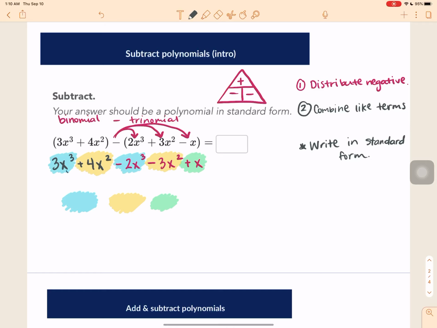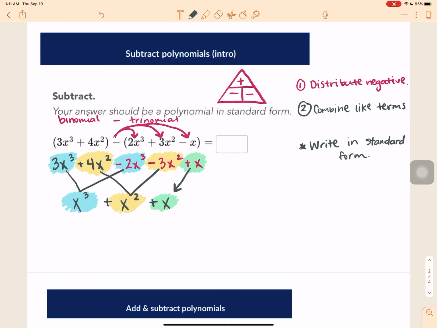So first I have 3x cubed minus 2x cubed, my blues here. 3x cubed minus 2x cubed is just 1x cubed. You can either write a 1 in front or you don't have to. Okay, x cubed. It is positive. For the yellows, we have 4x squared minus 3x squared, which would be a positive 1x squared. Again, technically, you don't need that 1 there. If you don't want to write that 1, you could just write plus x squared. Either way should be correct. It's totally fine. And then we only have this x left, so plus x.